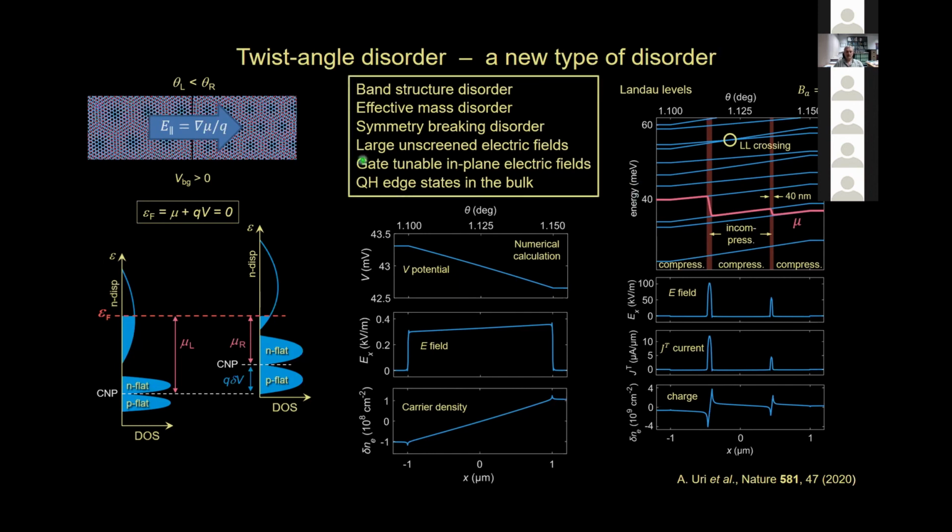So the summary of this is that twist angle disorder is really a very different and in many senses counterintuitive type of disorder that we have to study more extensively. So far we do not know much about it. In particular, the symmetry breaking effects of this disorder and the presence of large in-plane electric fields.